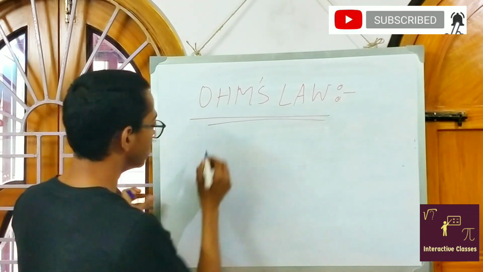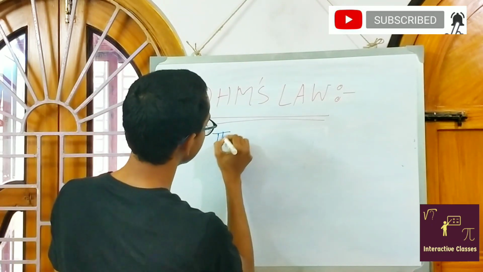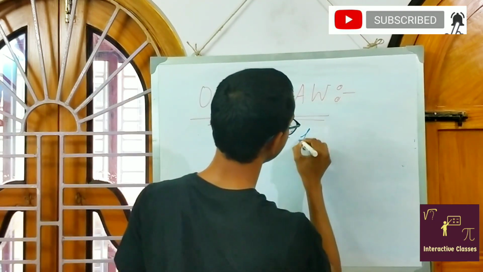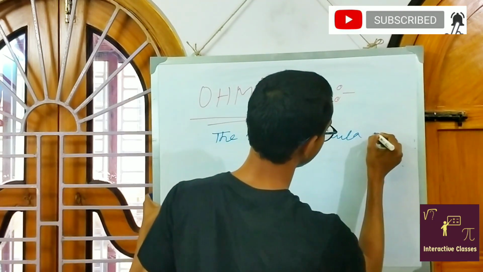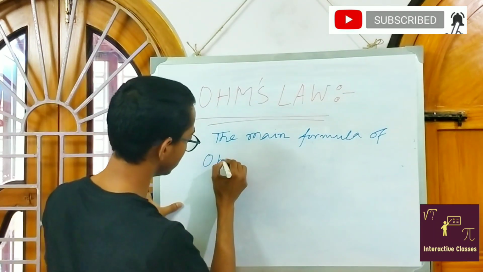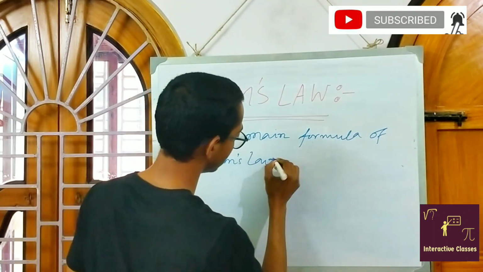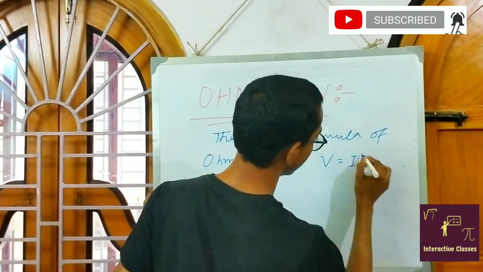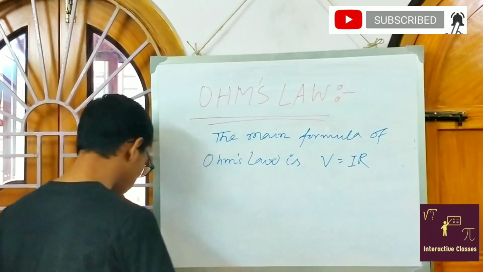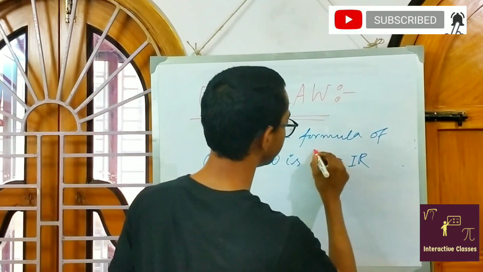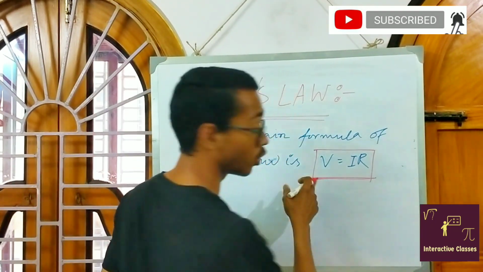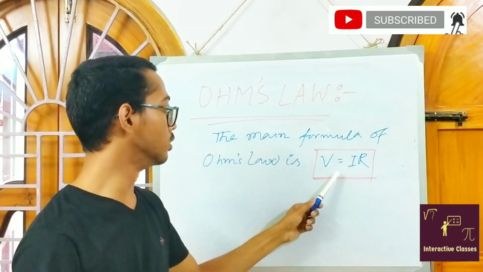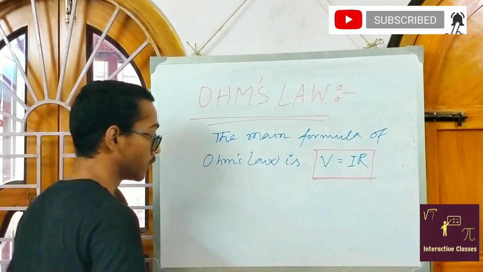So the main formula of Ohm's law is V equals IR. This is a very important formula. Please note it down. There are a lot of numerical problems which can be solved by just using this formula only. This is a very important formula, I am telling you.